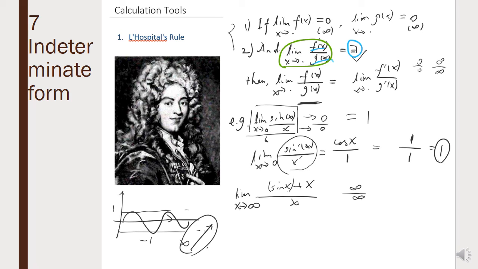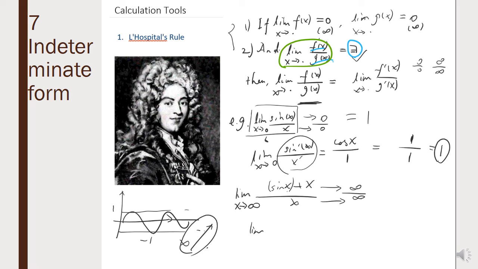So can we try L'Hospital's rule? Okay, let's check the two conditions. The first one is, do f(x) and g(x) both approach 0 or infinity when x is approaching a certain point? Yes, of course. On top, we have infinity. On bottom, we also have infinity. So the first condition is already satisfied. What about the second one? Well, we have to try it. That's what we learned from our last example.